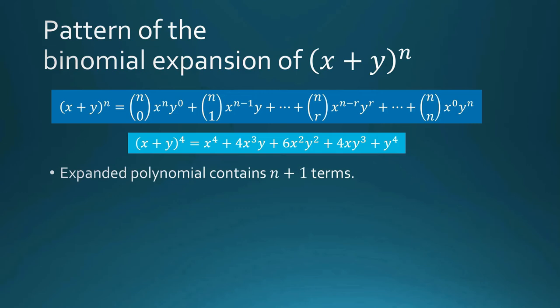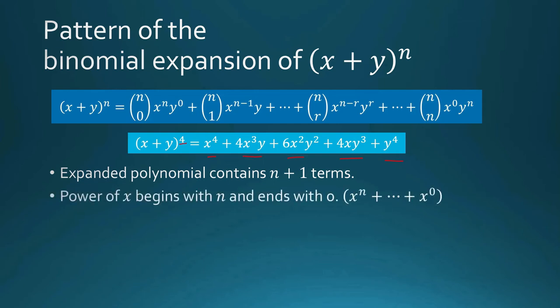The expanded polynomial contains n plus 1 terms. So let's say, for example, this one. This one is a degree 4 polynomial. How many terms do you have in your polynomial? It's 1, 2, 3, 4, 5. That is 4 plus 1 terms.